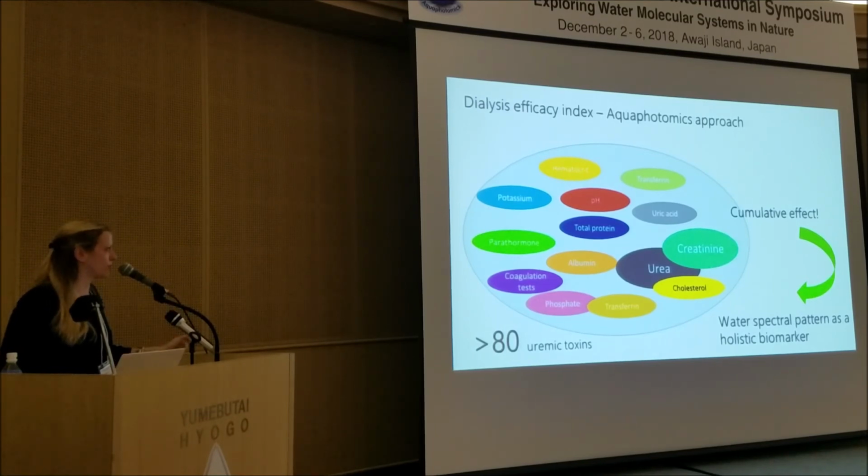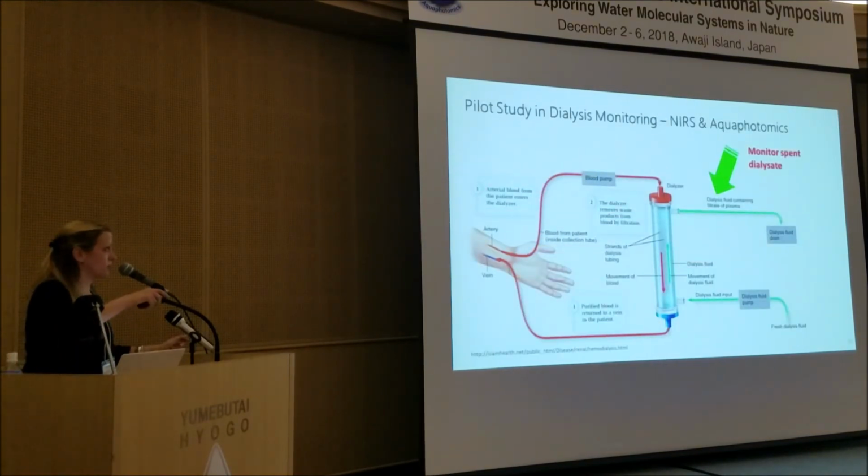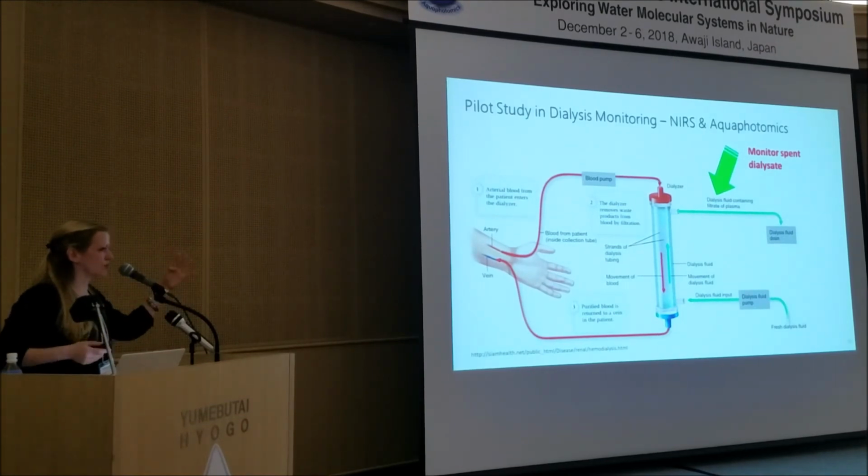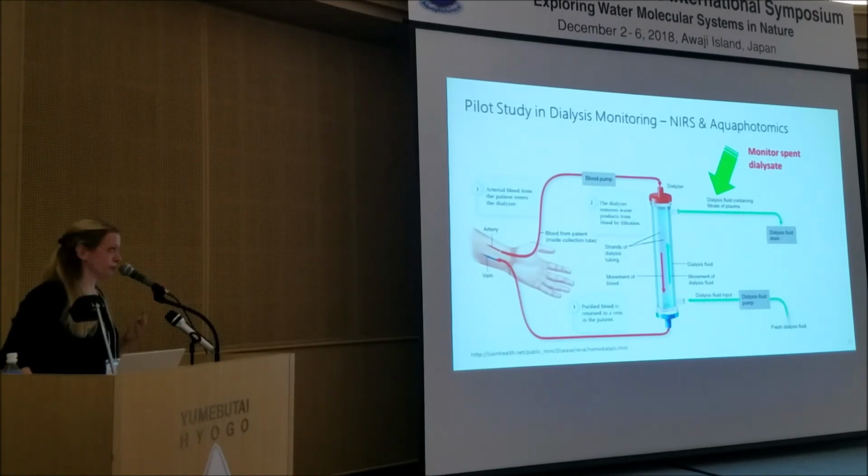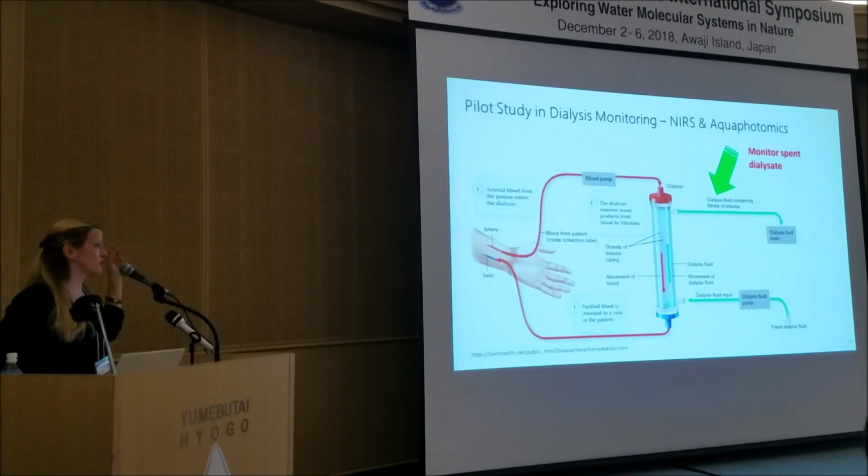So again, an indirect approach. And what we did was we collected this spent dialysate during the dialysis. So this is sort of a biological fluid which extracts all these toxins from the blood. And we collected this dialysate at 4 different time points of the dialysis in about 20 patients during, I think, 17 therapy sessions, something like that. I can't remember now.